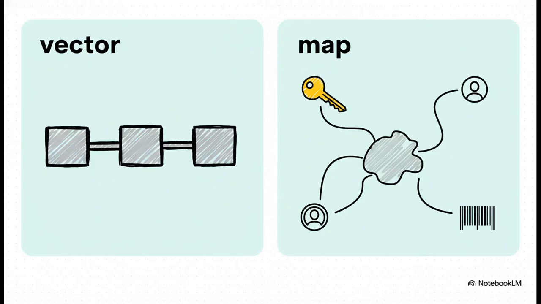And this slide just lays it out perfectly. A vector, it's stuck in its ways. You can only use those integer keys, 0, 1, 2. But a map? Oh, a map is a whole different beast. You can use almost anything as a key. A string, a custom ID, you name it. That freedom, that flexibility is what makes it a total game changer.